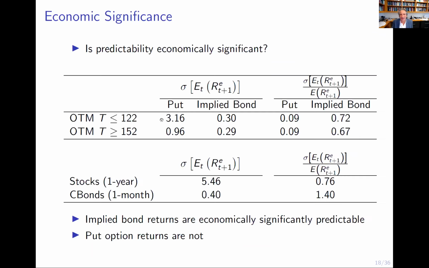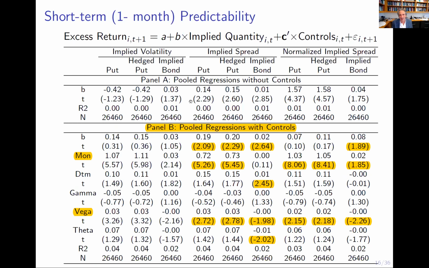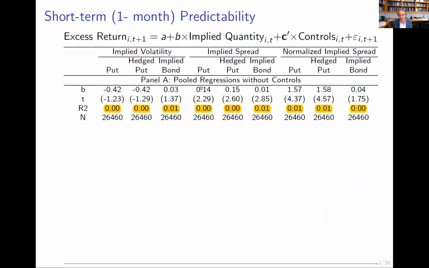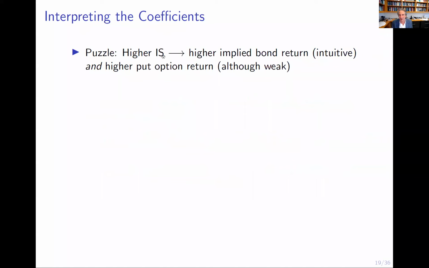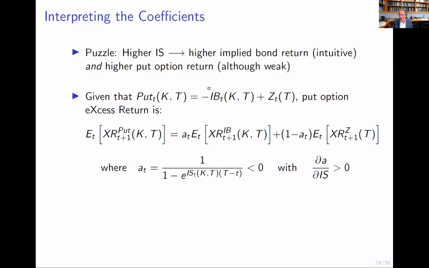One thing that you may notice from this table, just going back one second, is this coefficient. It's positive here, and it's positive there. In other words, if you interpret this coefficient, they are positive in both cases. It's kind of weird because it implies that a higher implied spread implies higher implied bond returns. That's intuitive. That's what happens in corporate bonds. However, it also implies higher put option returns. It's weaker, but it goes in the same direction. But it's weird because remember, one is short the other. They don't go in the same direction.